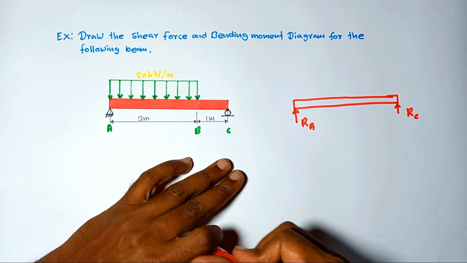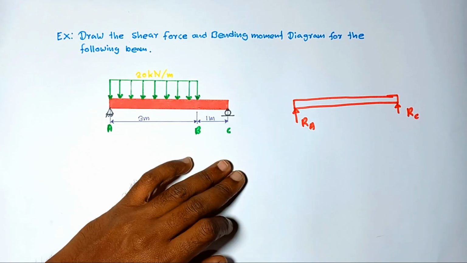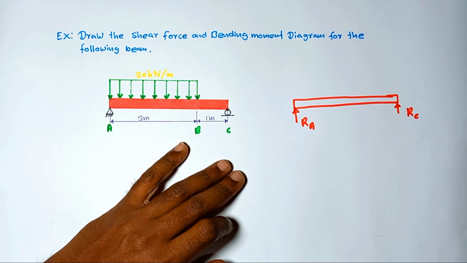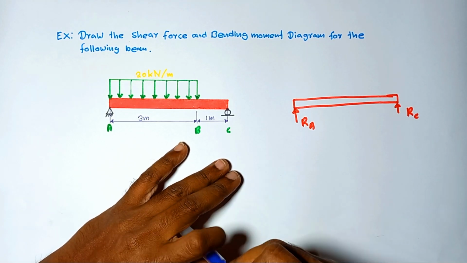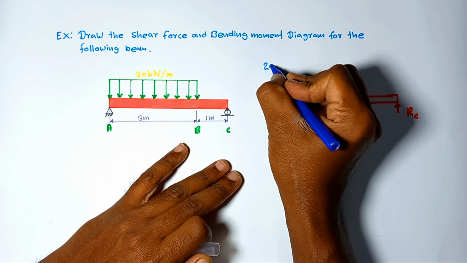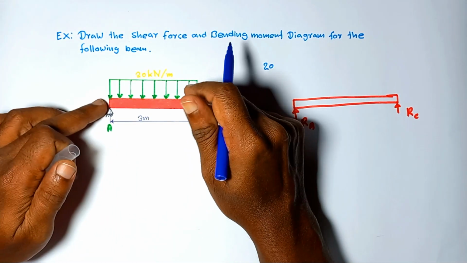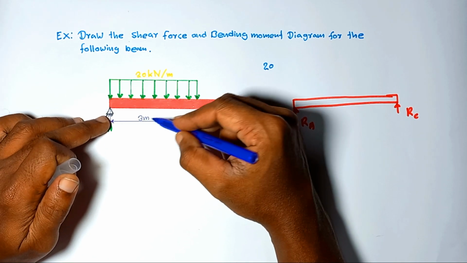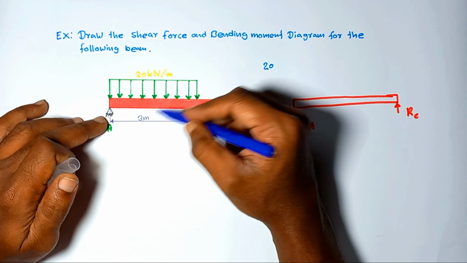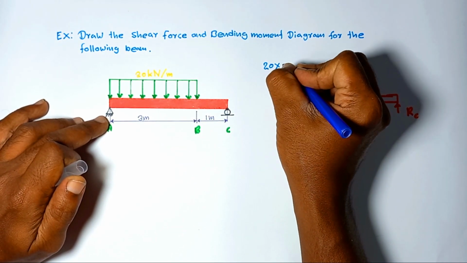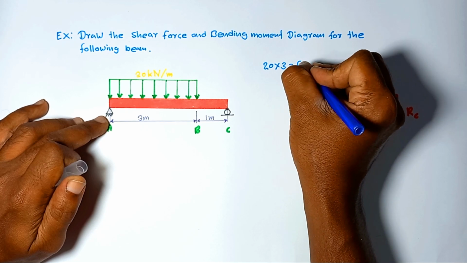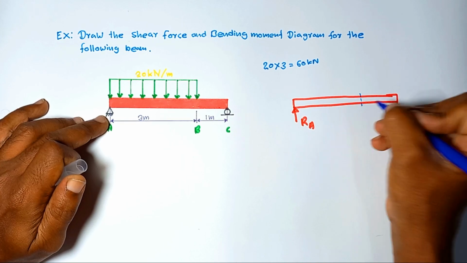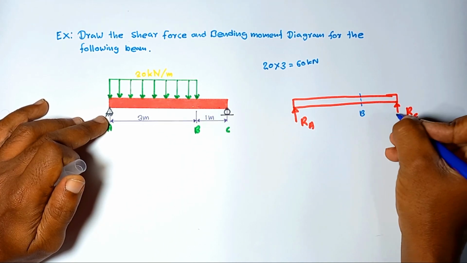Okay. Here you can see the distributed load, the parallel forces, acting throughout the region A to B. The total load acting on it is equal to 20 kilonewton per meter. That means if you take a meter length, a 20 kilonewton force is acting. Here it is acting throughout the length A to B, that means 3 meters. So the total load acting is equal to 60 kilonewton. This is the B point. This is the C point.